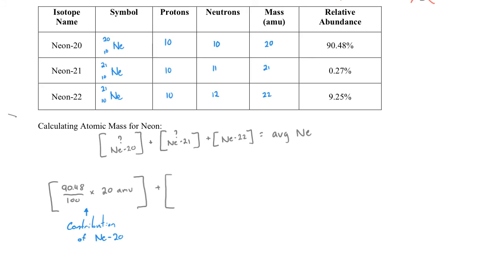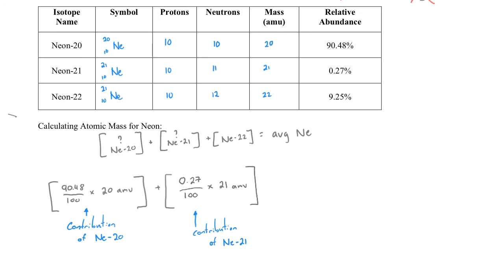Pause the video and see if you can actually figure out the remaining terms in this calculation. When you unpause the video, of course, we'll discuss. So here in the second term, we have to add in the contribution from the neon 21 isotope. The neon 21 isotope has a relative abundance of 0.27%. So if we divide 0.27 by 100, that's its abundance, which we're going to multiply by the mass of this particular isotope. The mass of this isotope is 21 AMU. So that's our second term.